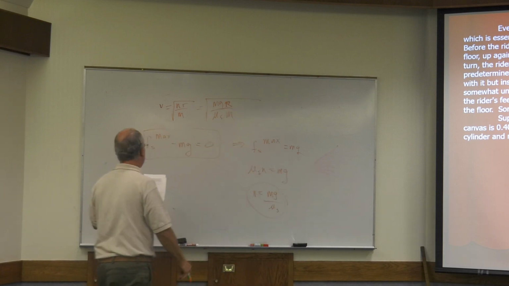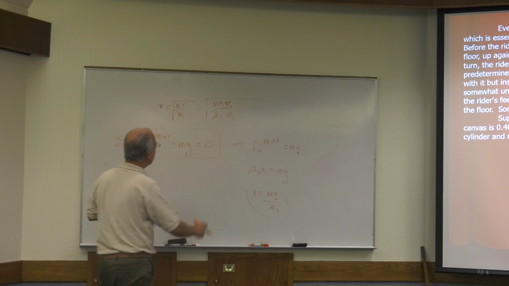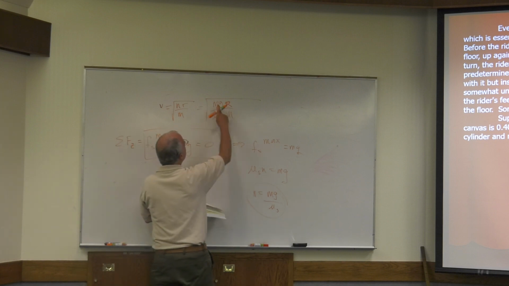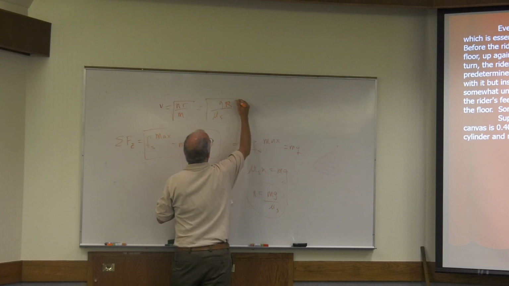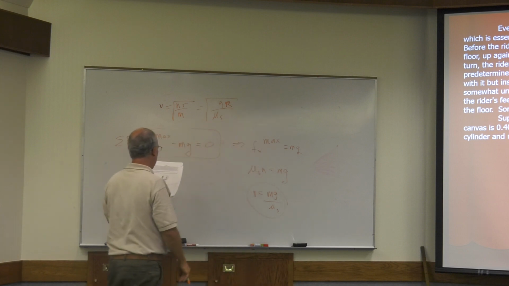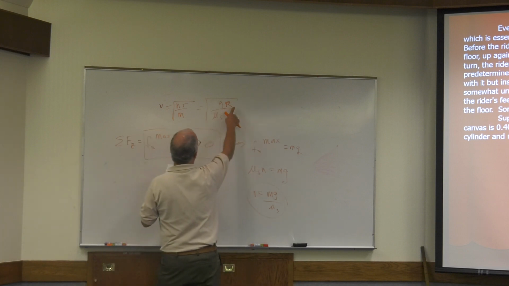What happens to the m's? They cancel. Wow! Surprise, surprise, right? The m's cancel. So that's the answer, okay? The answer is gR over mu s.